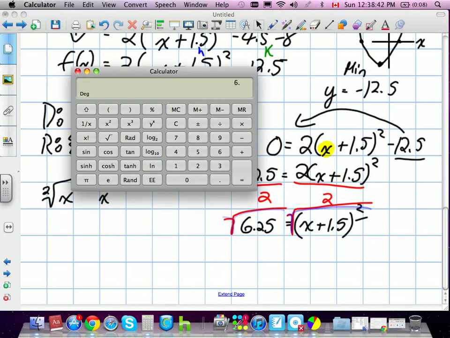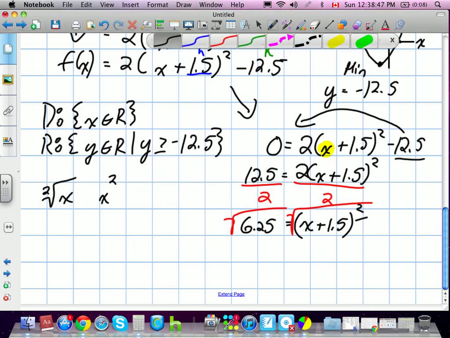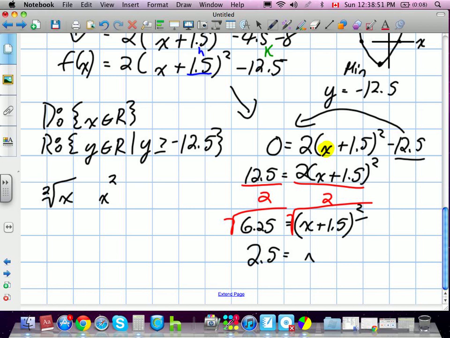So the square root of 6.25. Oh, it's 2.5. Nice. So we get 2.5 is equal to, those square roots dropped off, x plus 1.5.